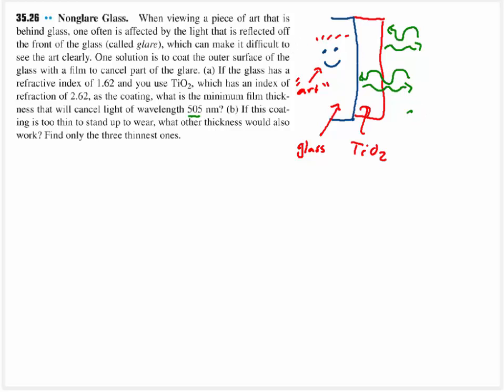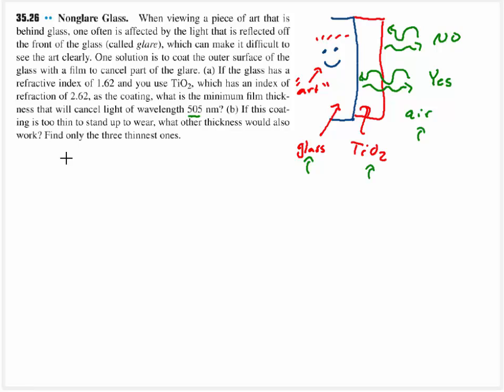And the question is, where are there phase shifts and where are there not? It depends on the index of refraction of these three materials right here. So here we have a fast to slow, so there's not going to be a phase shift. Here we have a slow to fast, so there is going to be a phase shift.